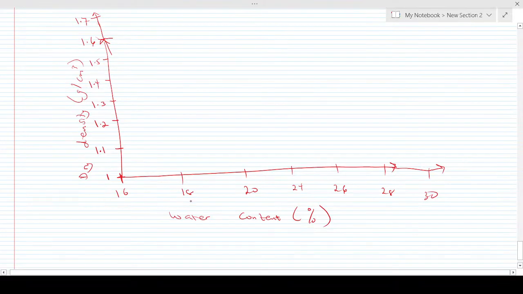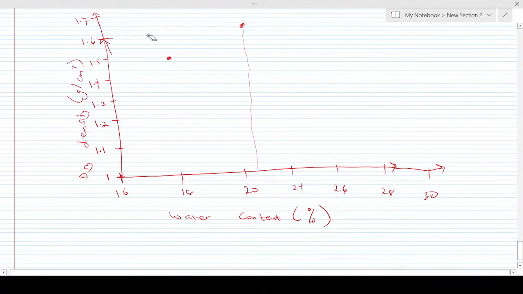All right, so let's go ahead and plot dry density against water content. For the first one we have 1.47 against 18%. So 1.47 will be somewhere here against 18, which is somewhere here. For the next set, we have 1.64 against 21. So 1.64 somewhere here, then against 21, let's say somewhere around this side. So they meet somewhere here.